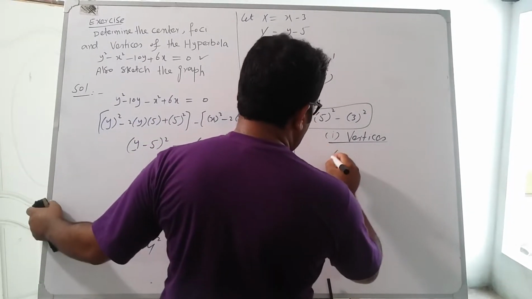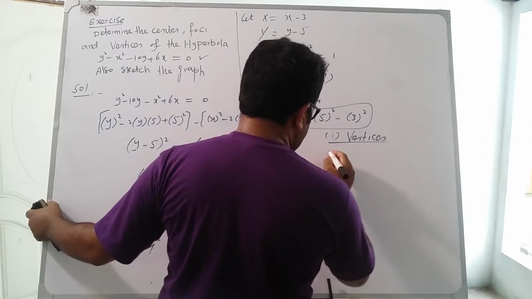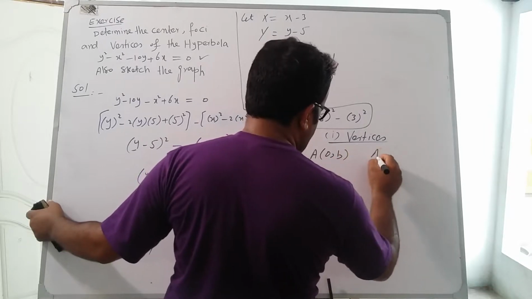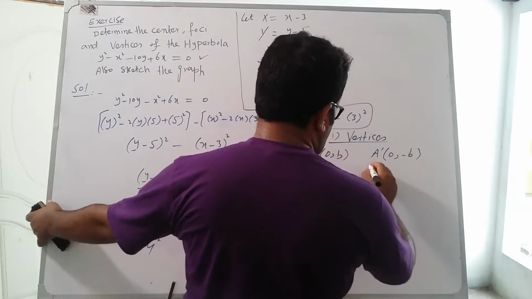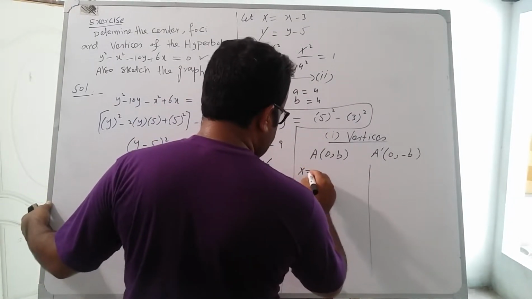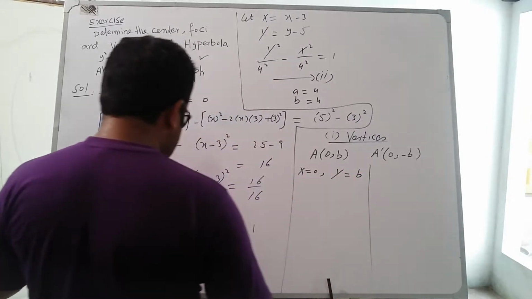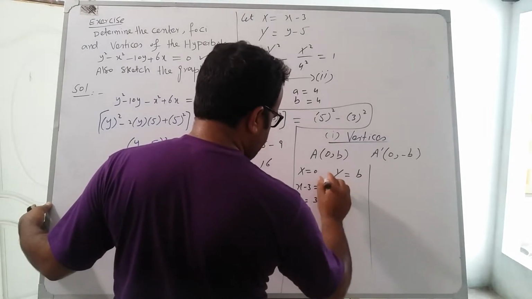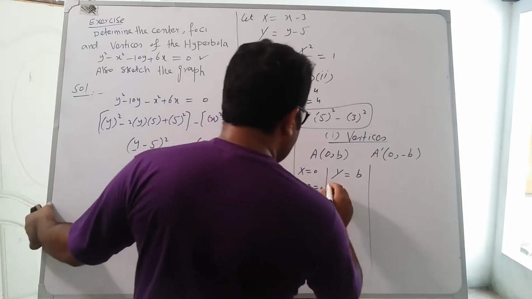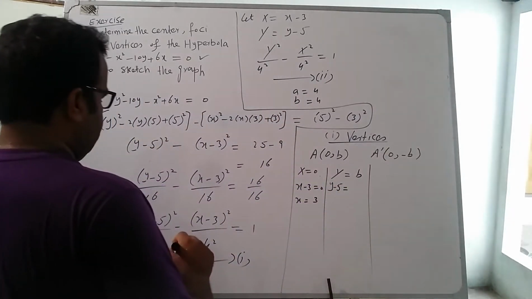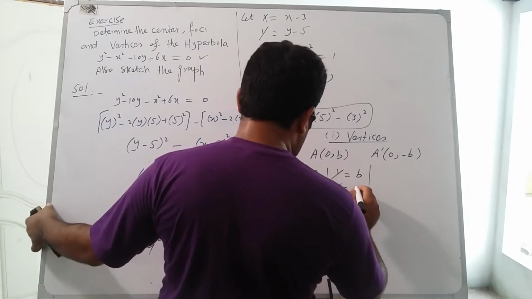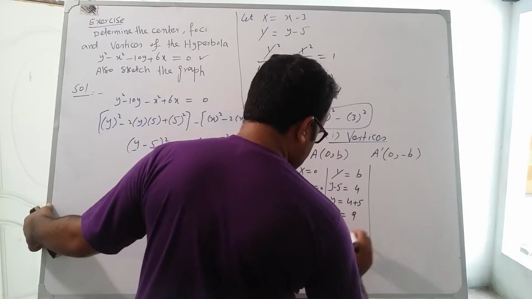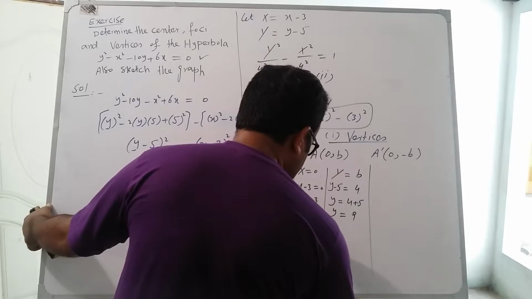For vertices we will put x equal to 0. What are the vertices? The vertices will be A and A dash, 0 b and 0 minus b. So here it means that X is equal to 0 and Y is equal to b. X is equal to 0 means what was x? X minus 3 is equal to 0, means x is equal to 3. Y is equal to b means what is the value of y? Y minus 5 is equal to b. Value of b is equal to 4. So y is equal to 4 plus 5, which is equal to 9. So we get A as 3 and 9.